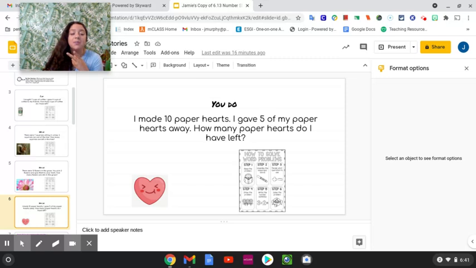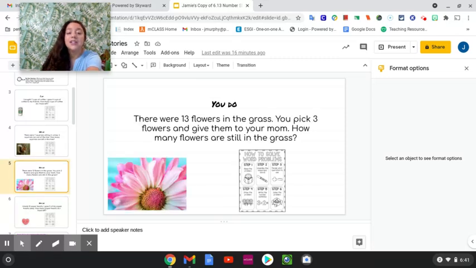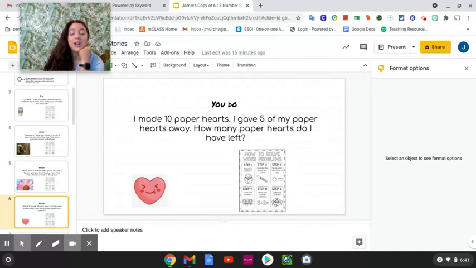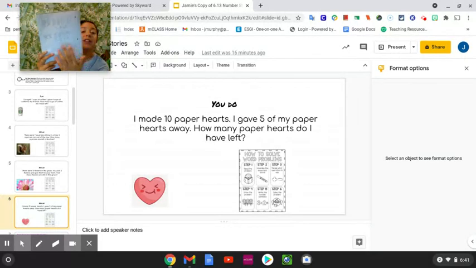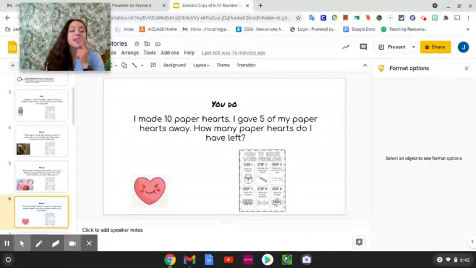You had 2 problems to show me. The first one was with the flowers. The second one is with the paper hearts. In the media recording, you'll say, Miss Murphy, 13 flowers minus 3 flowers equals, and then you'll say 10 hearts minus 5 hearts equals how many hearts? Okay? Don't forget to practice using your words to tell me how many are left when you subtract.